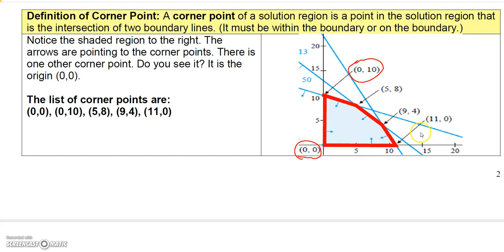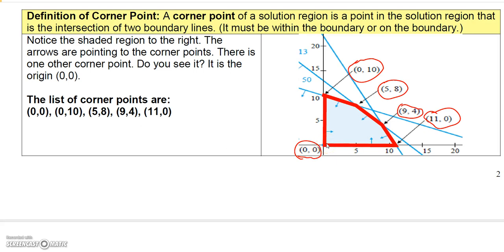And then this point here is the point 11, 0, and 11, 0 is the intersection of this line here and the x-axis. And then this point 9, 4 is actually the intersection of this line and this line. And then this point 5, 8 is the intersection of this line here and this line here. Okay, so those 5 points are corners that fall within the region.